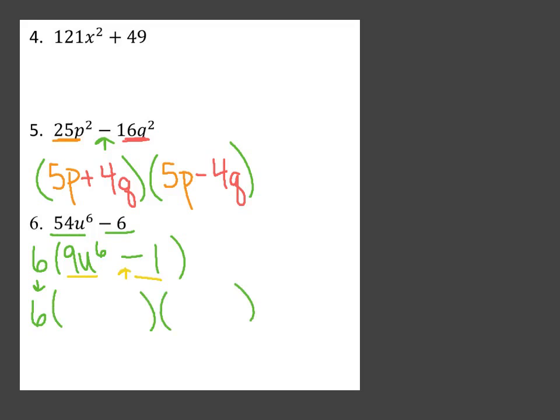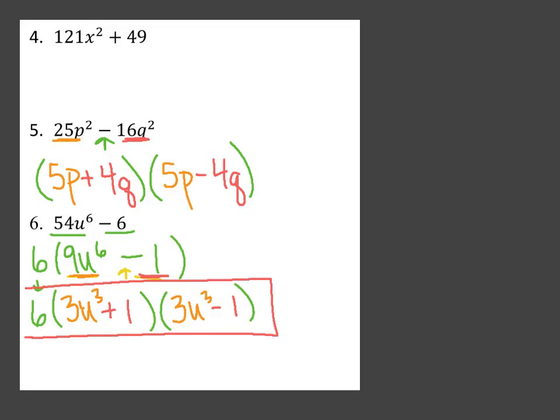Looking at the first term, I have 9u to the power 6. Well, the square root of 9 is 3 and 3. And then to get u to the power 6, I would have to have u to the power 3 on the inside. Then looking at the second term, minus 1. The square root of 1 is 1. And now 1 needs to be plus, 1 needs to be minus, and this would be my final answer.